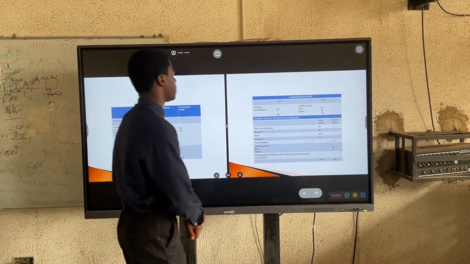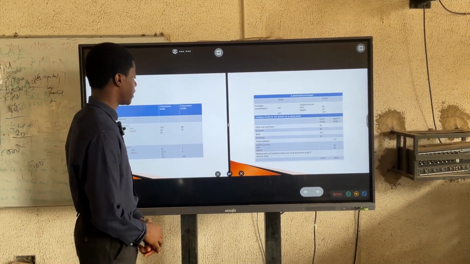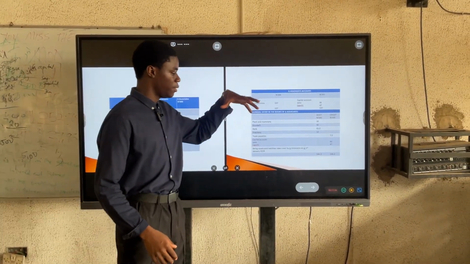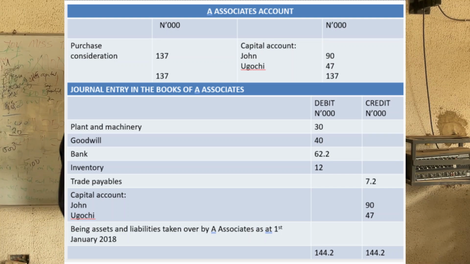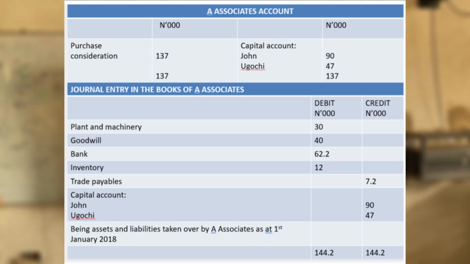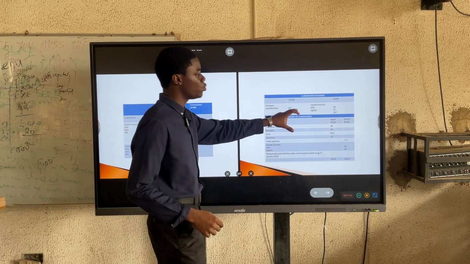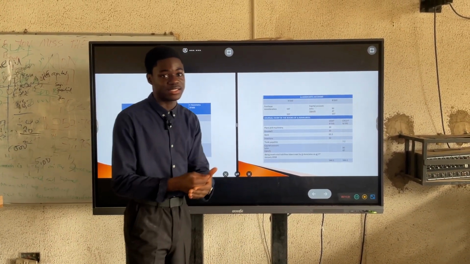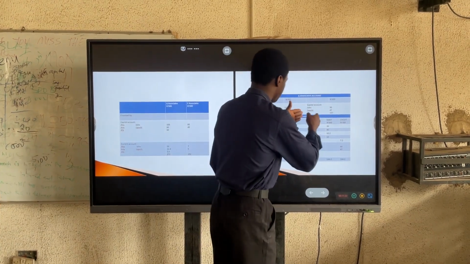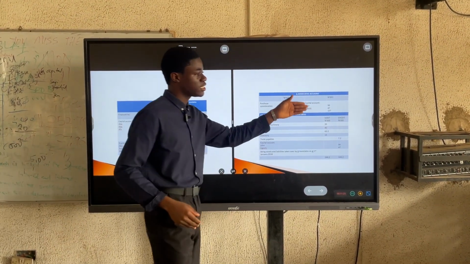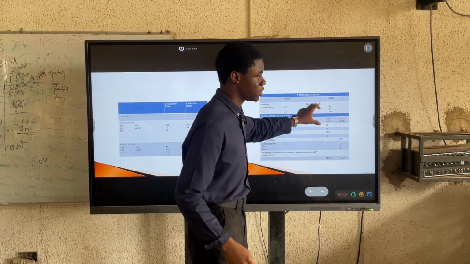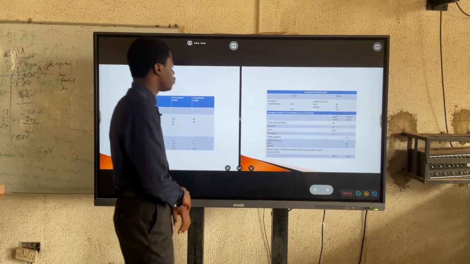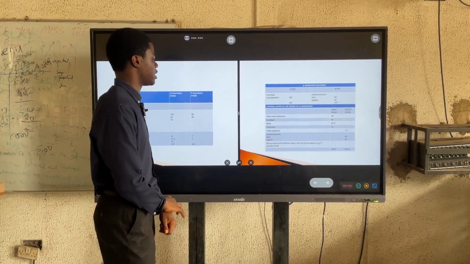Moving on, they also asked us to prepare A associate account, right? So this purchase consideration is just representing the amount of money that A associate paid in order to acquire E associate. And then we also have the capital account here. So this is the value of John and Ugochi, like their capital account balances in the newly formed partnership, because this is an E associate account. So it's just simply saying that this is the value of their capital in the newly formed partnership, which is A associate account. Now you can also do some journal entries in the books of A associate account.